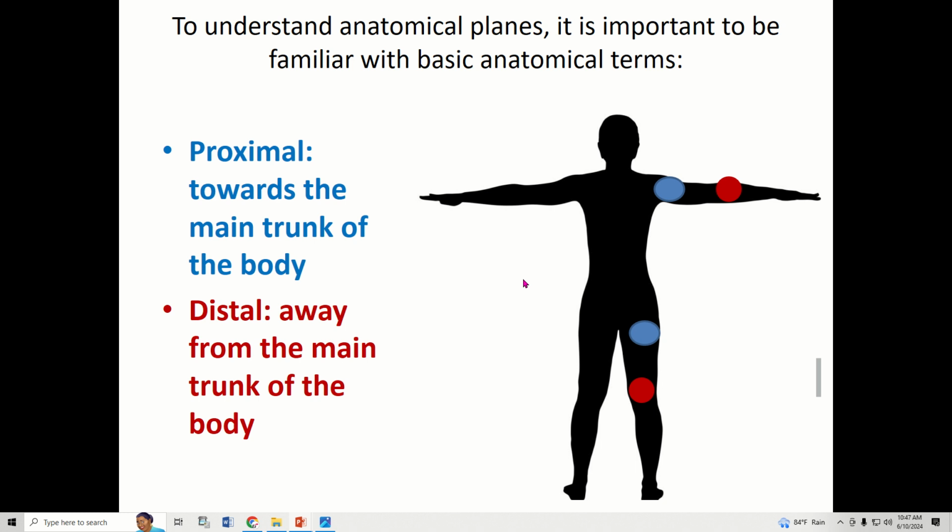Now proximal and distal. These terms are frequently used in many situations to describe a particular body location, in case of a joint, or the origin and insertion of a muscle. The proximal is always the point which is nearer to the trunk. This portion is the trunk. So any point nearer to the trunk is known as proximal. And this is distal, away from the trunk.